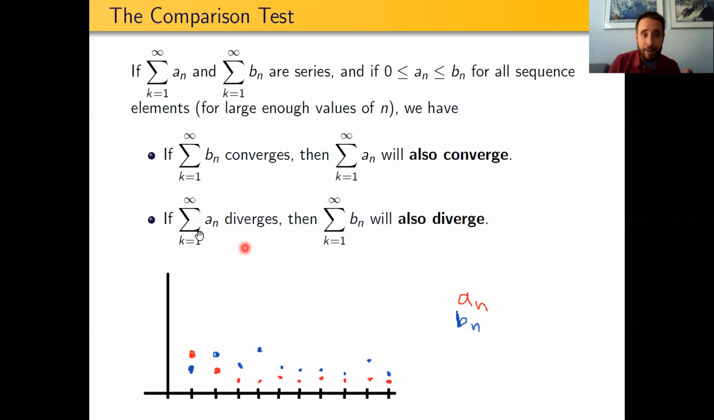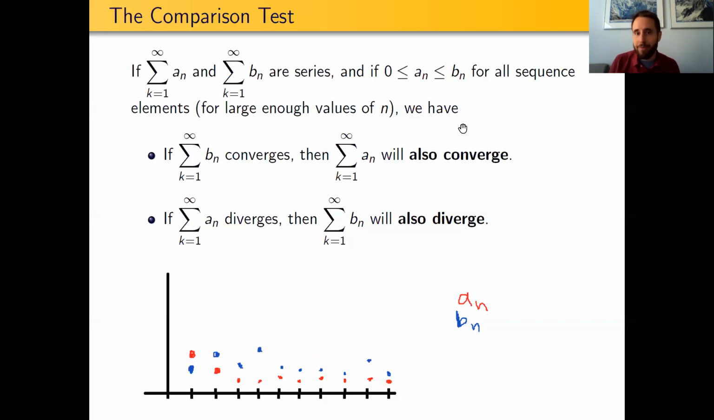On the flip side, if a sub n diverges, that means that I'm adding up all of these smaller numbers, and I'm getting infinitely much area under there, right? So this is a series that is diverging. I should say this diverges to infinity because all of these terms are positive. So if a sub n diverges, then b sub n is adding up even more area, right? All of the b sub n's are bigger, so we're adding up even more numbers. So b sub n will necessarily also diverge to infinity.